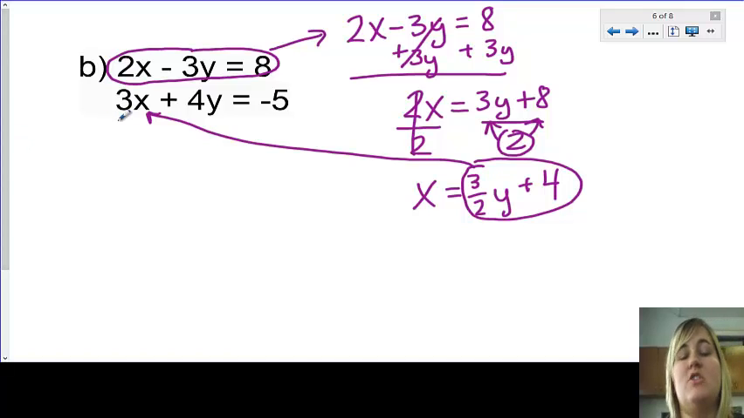Okay, I just did that to show you it doesn't matter which variable you have by itself, we can still get the correct answer. So as long as you get one variable by itself, it doesn't matter if it's x or y, it'll still work.